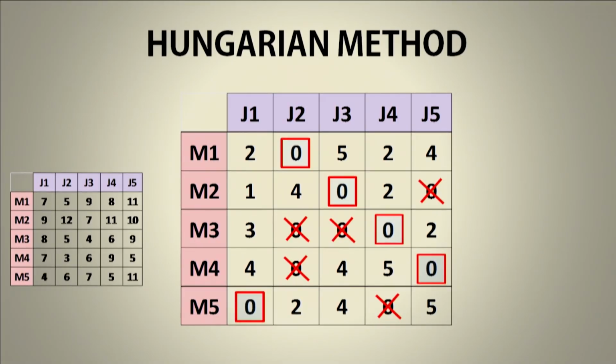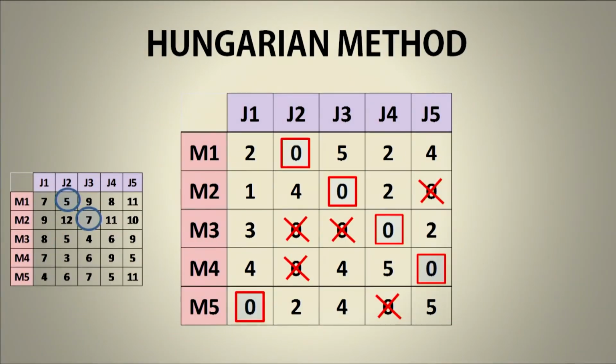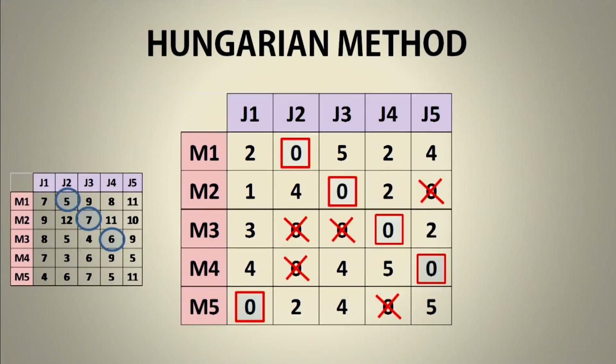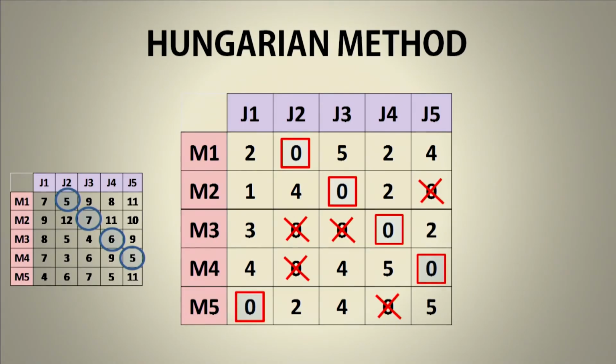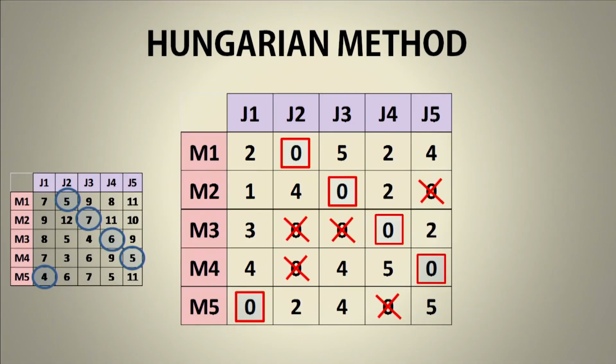Now, comparing this with the original table, the time of the assignment of M1 with J2 is 5. The time of assignment of M2 with J3 is 7. The time of assignment of M3 with J4 is 6. The time of assignment of M4 with J5 is 5, and the time of assignment of M5 with J1 is 4. So, therefore, the minimal time required will be 5 plus 7 plus 6 plus 5 plus 4 is equal to 27.